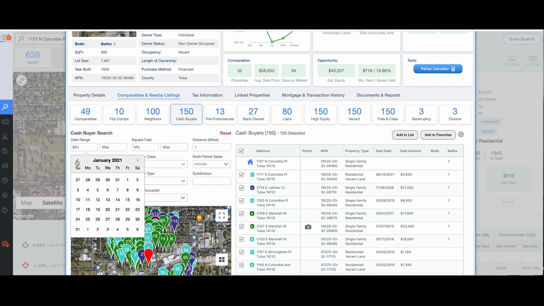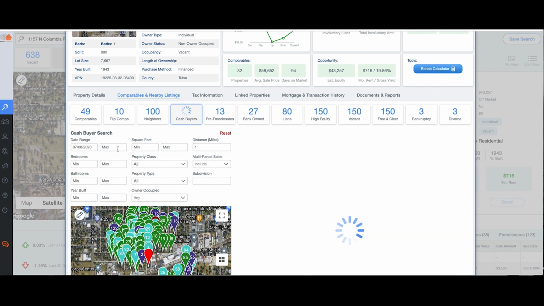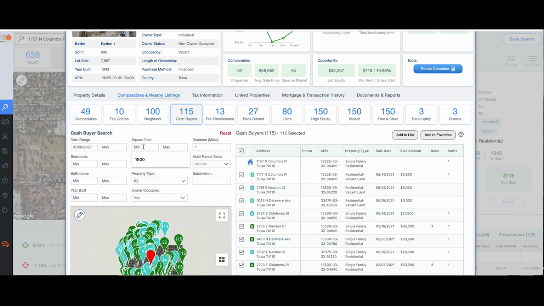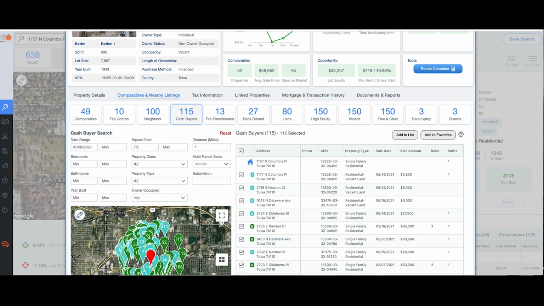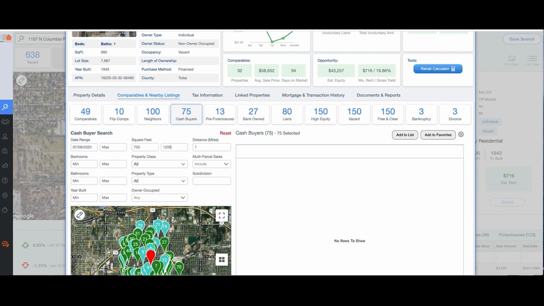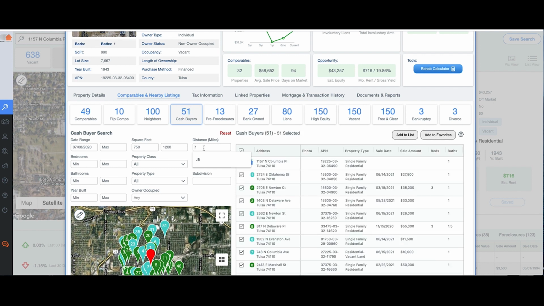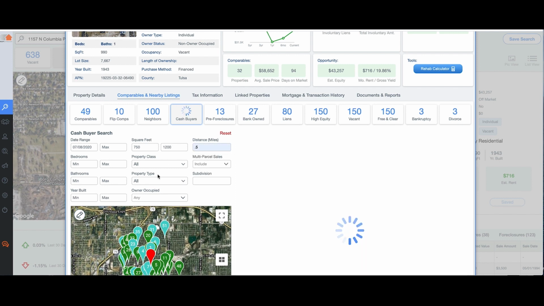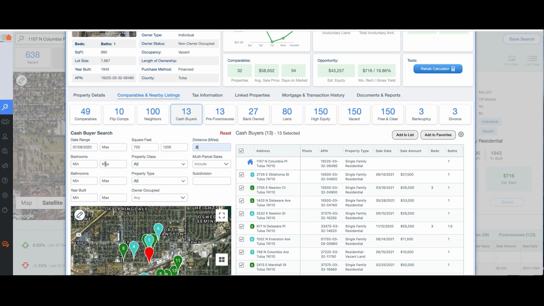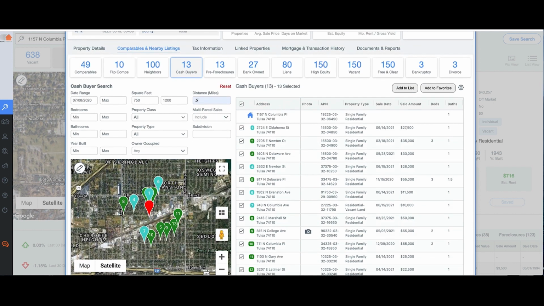It is July as of the date of this video to now, and just do like this. You remember they did 750 to maybe like 1200. This is how you would modify everything, and just do maybe a half a mile. I think 1 mile is a little bit too much. So good, got the comps back. So if that ever happens, no big deal. That's how you do it.